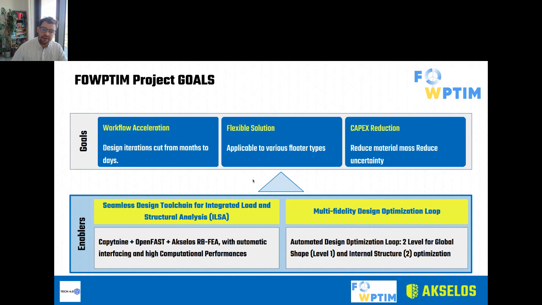And how are we going to make this possible? We have two enablers. The first one is this block here. That's the seamless design toolchain for integrated load and structural analysis. That's precisely what I'm going to present today. And that's the integration of Capytaine, the potential flow solver, OpenFast, the global analysis solver, and Akselos RB-FEA for structural analysis into a single environment that provides cloud high performance computing.